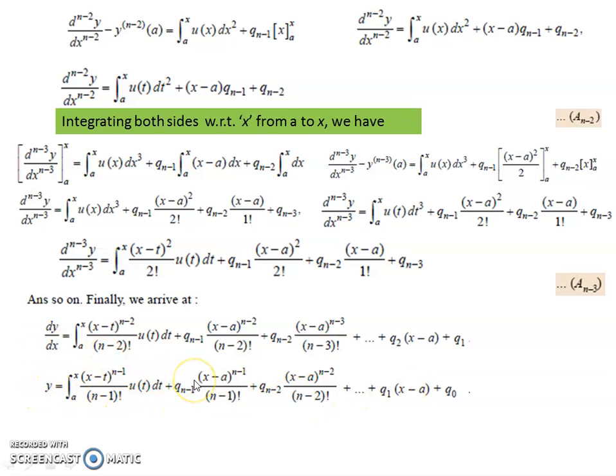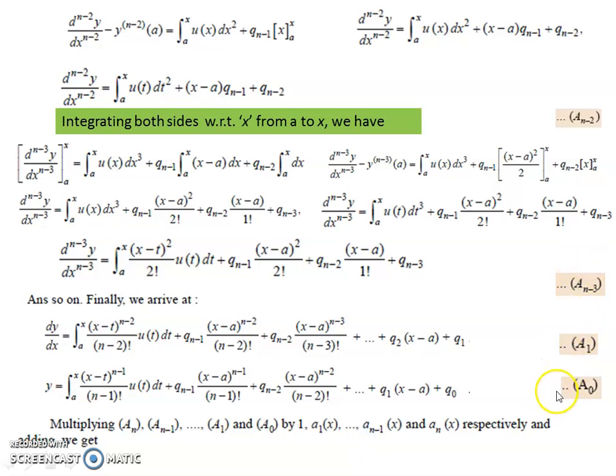Students, see what is in this: y dy by dx is equal to this, and when we integrate both sides we get y, from a to x on both sides. By the sequence of the above result we got this value, and y naught a is equal to q naught. So I put all these values here with the names a naught, a1, an minus 3, an minus 2, and the last one is an.